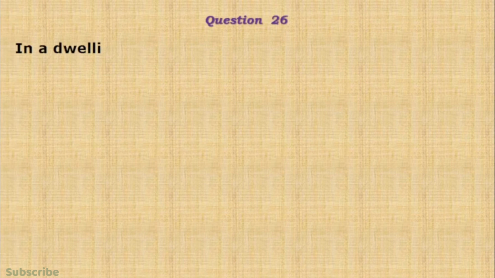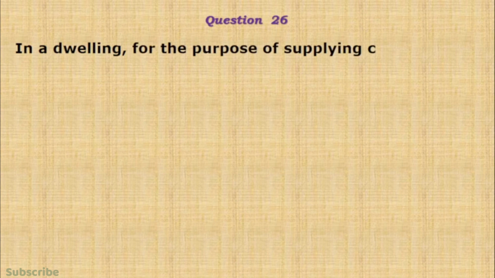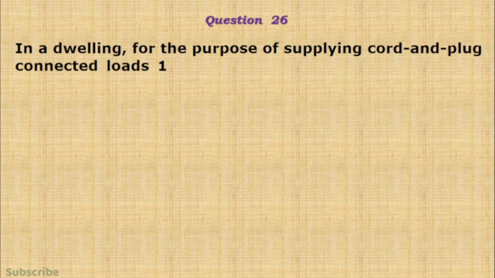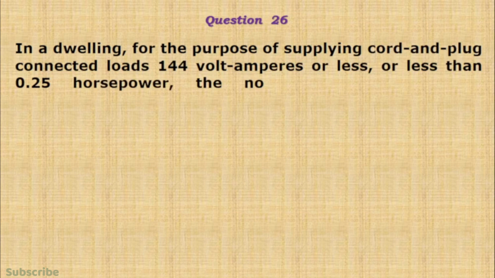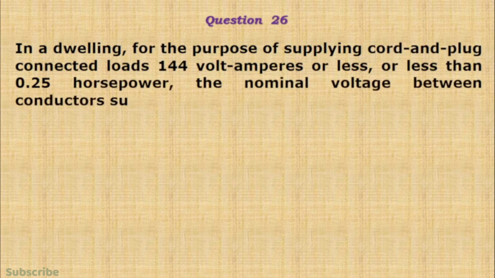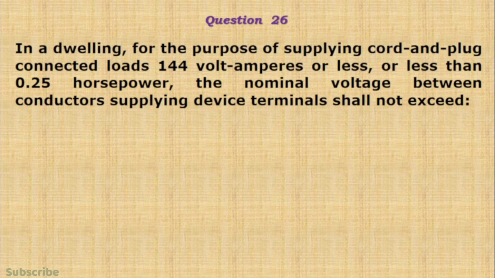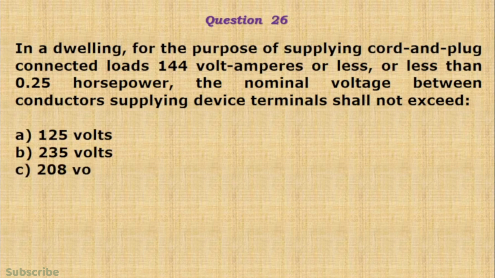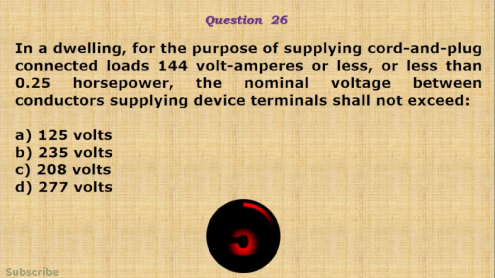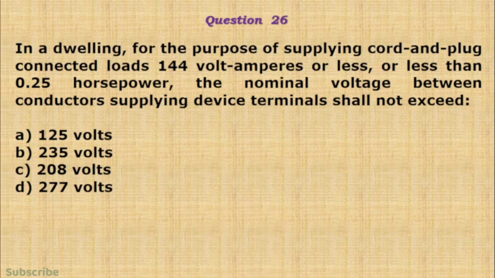Question number 26. In a dwelling, for the purpose of supplying cord and plug connected loads of 144 volt amperes or less than 0.25 horsepower, the nominal voltage between conductors supplying device terminals shall not exceed A. 125 volts, B. 235 volts, C. 208 volts, D. 277 volts. The correct answer is letter C, 208 volts.